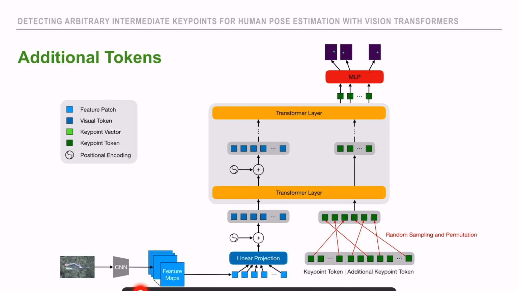We found that with this approach, all additional key point tokens are required in the input sequence, otherwise all detections will fail. A solution for that problem is to randomly sample and permute the standard and additional key point tokens, which is displayed here in the figure.